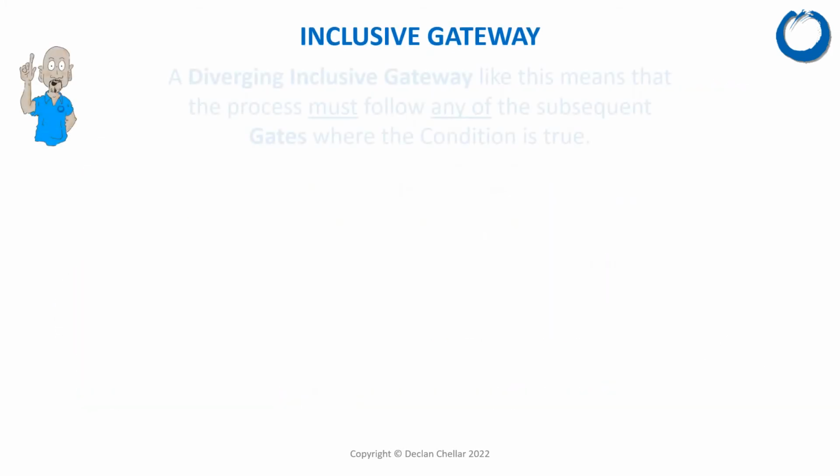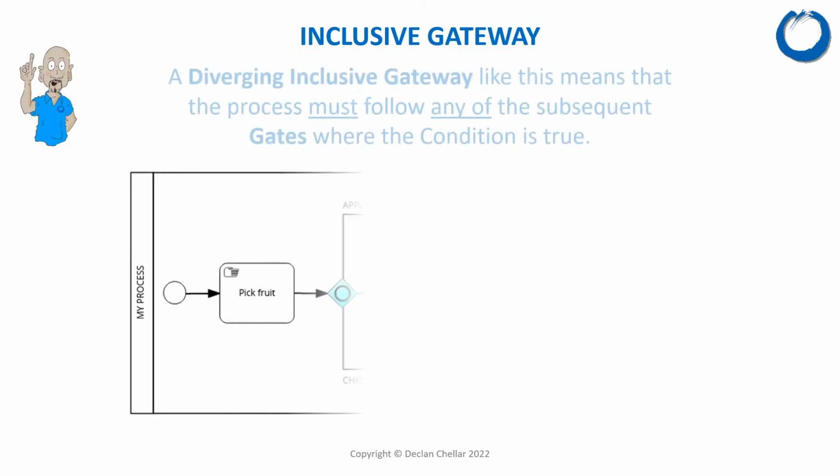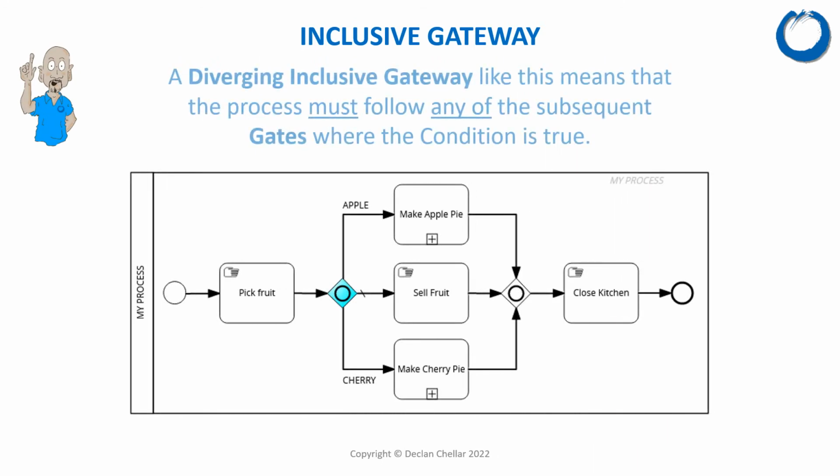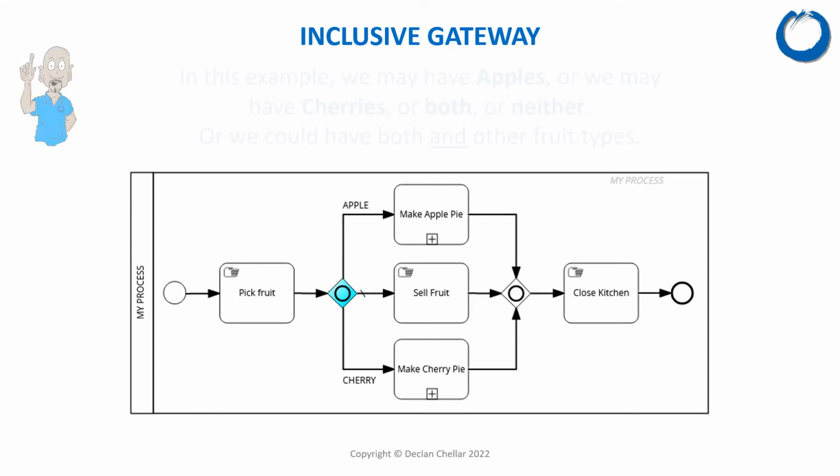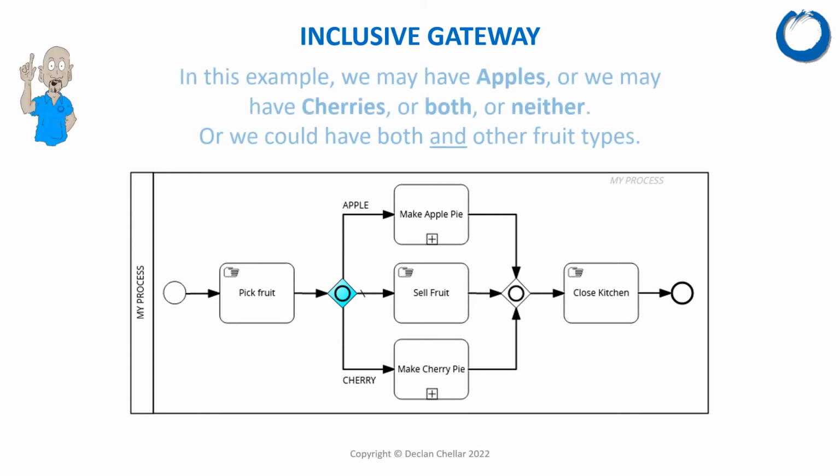A diverging inclusive gateway like this means that the process must follow any of the subsequent gates where the condition is true. In this example, we may have apples, or we may have cherries, or both, or neither, or we could have both and other fruit types.